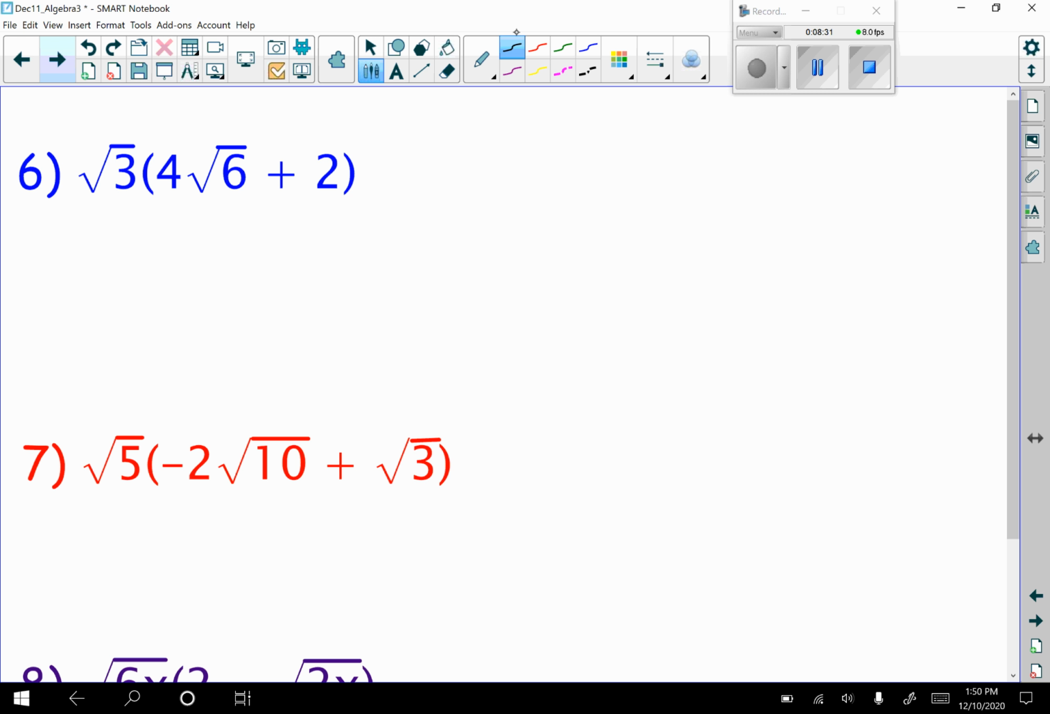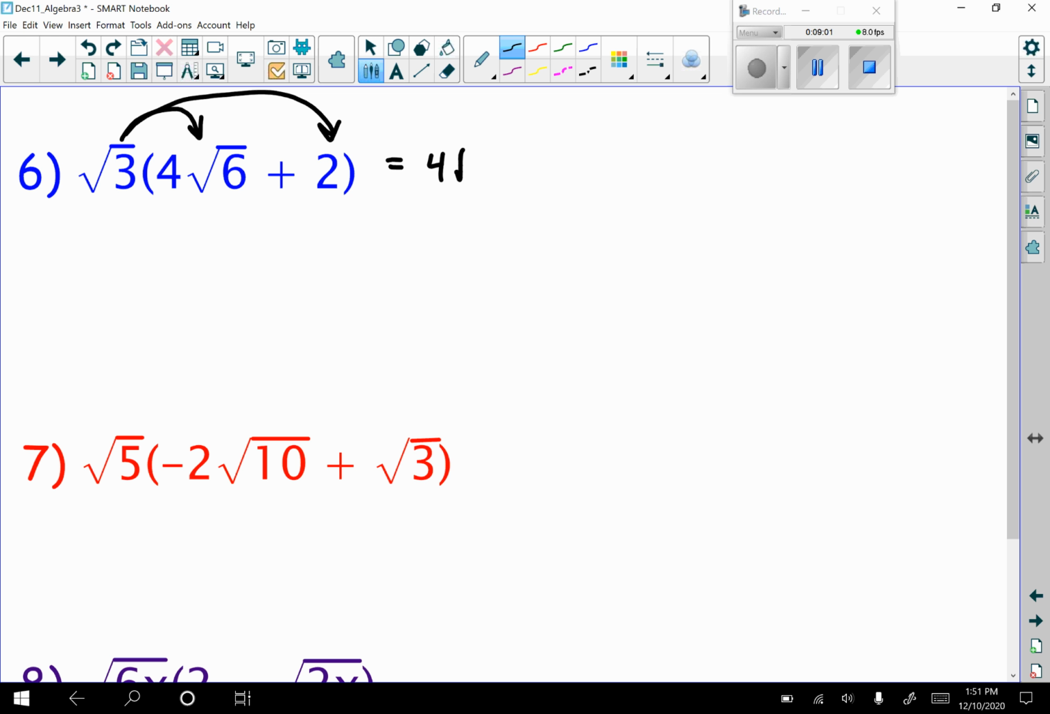All right, the next several examples, we're using the distributive property. Notice there's binomials inside the parentheses for 6 and 7, so go ahead and copy down number 6. Here we want to distribute the radical 3. We're going to multiply by both terms inside. So remember, only when I multiply a radical by another radical can I multiply what's underneath. So this radical 3 times 4 radical 6. I'm not doing anything with the 4. That radical 3 can only get multiplied with the radical 6.